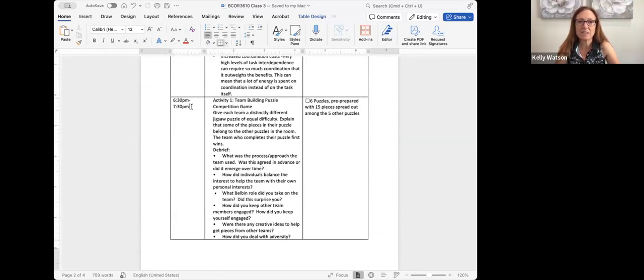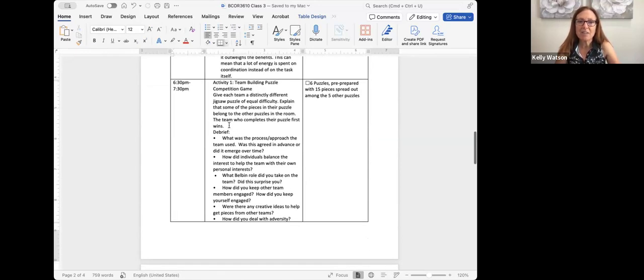So this activity is expected to take an hour, and it's called my team building puzzle competition. I have the notes for how to do it, which I've also put into the PowerPoint so that the students know how to do the activity. Really important, because every time you explain something to students, the first hand goes up and says, I don't get it, or what are we doing?